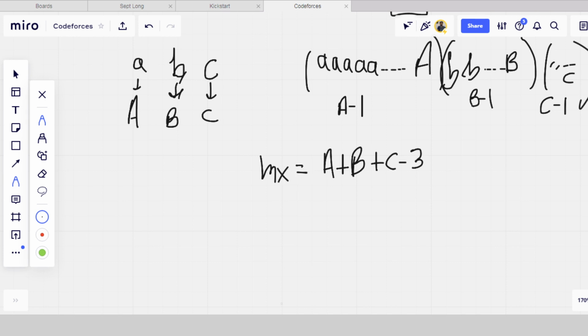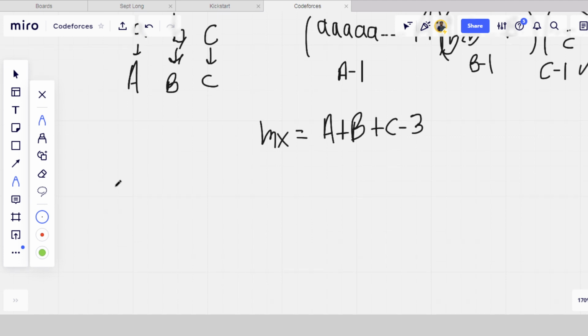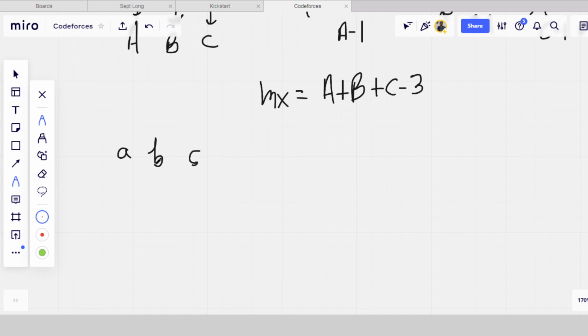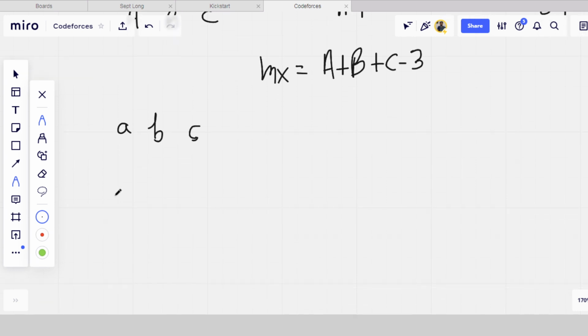Now we have to find the minimum number of pairs that are possible. To find the minimum number of pairs, first of all we have to arrange these three numbers in increasing order. Let's say C is the most number of times, then B, and then A is the least number of times. We have arranged the A, B, C values in order. Let's say the number of C's is 5, the number of B's is 3, and the number of A's is 2.